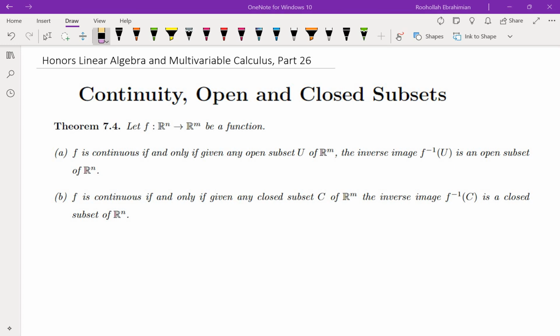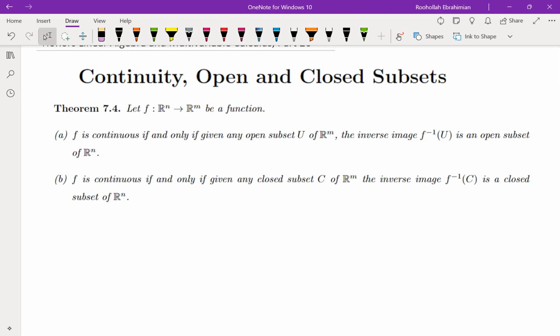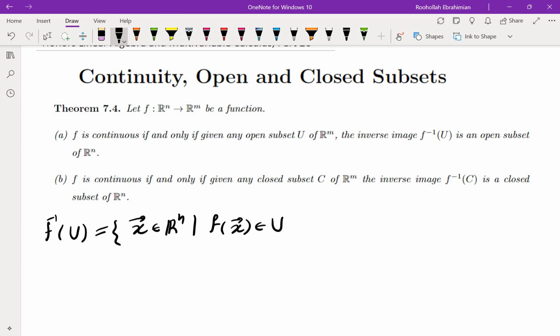Let f from Rn to Rm be a function. f is continuous, by which I mean f is continuous over its domain, if and only if given any open subset U of Rm, the inverse image is an open subset of Rn. Just to remind you, the inverse image of U is all of the elements of the domain that are mapped to U. So this was the definition.